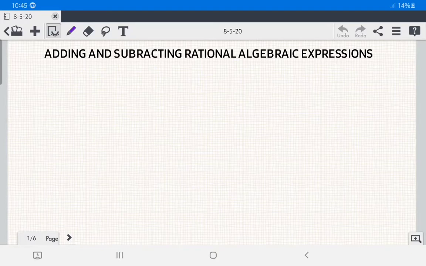Hello everyone, so today we're going to add and then subtract rational algebraic expressions, but this time we're going to get the sum and then difference of dissimilar rational expressions. So we have 4 steps to follow. Number 1, we're going to find the LCD.